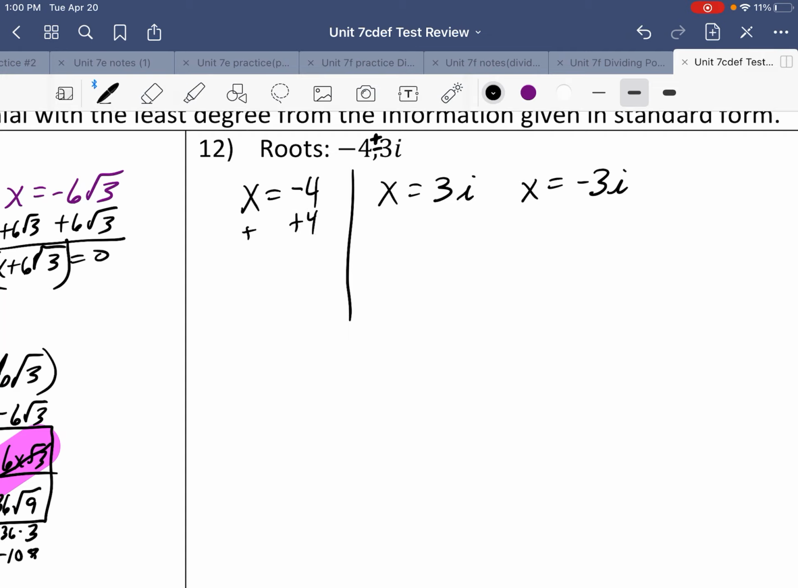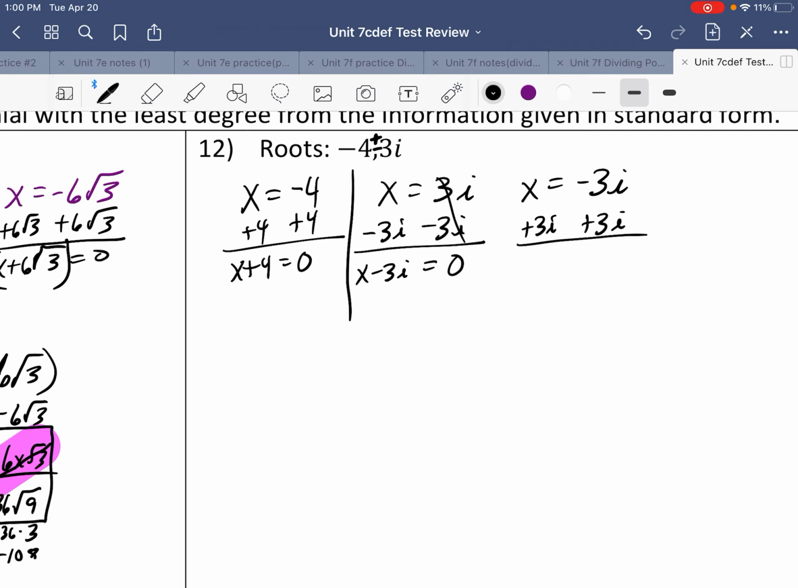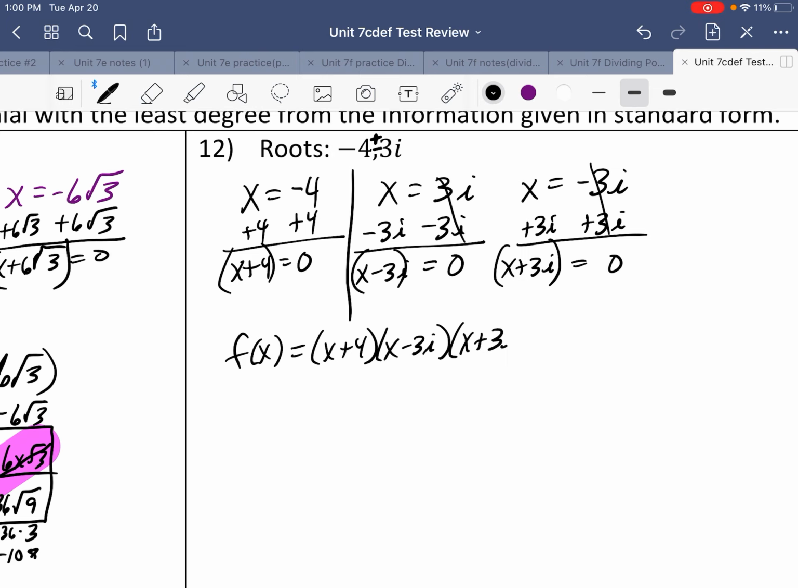Setting each factor, or finding each factor. So x plus 4, x minus 3i, x plus 3i. Write it in factored form. That is not even close, Mr. Johnson. You can only multiply two factors together at a time. I'm actually going to take the second two.